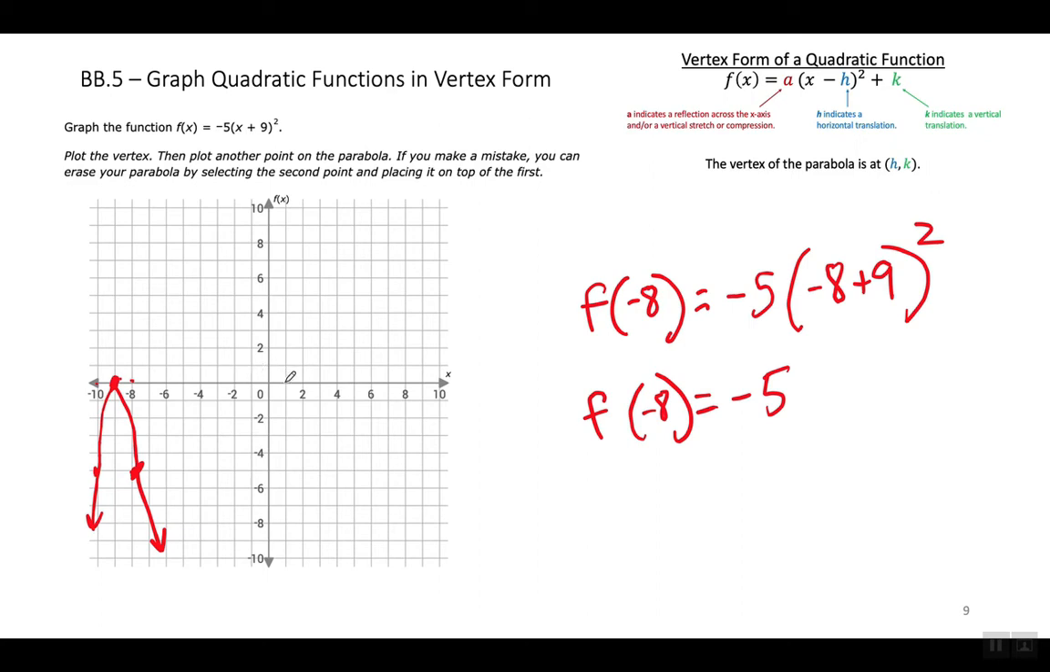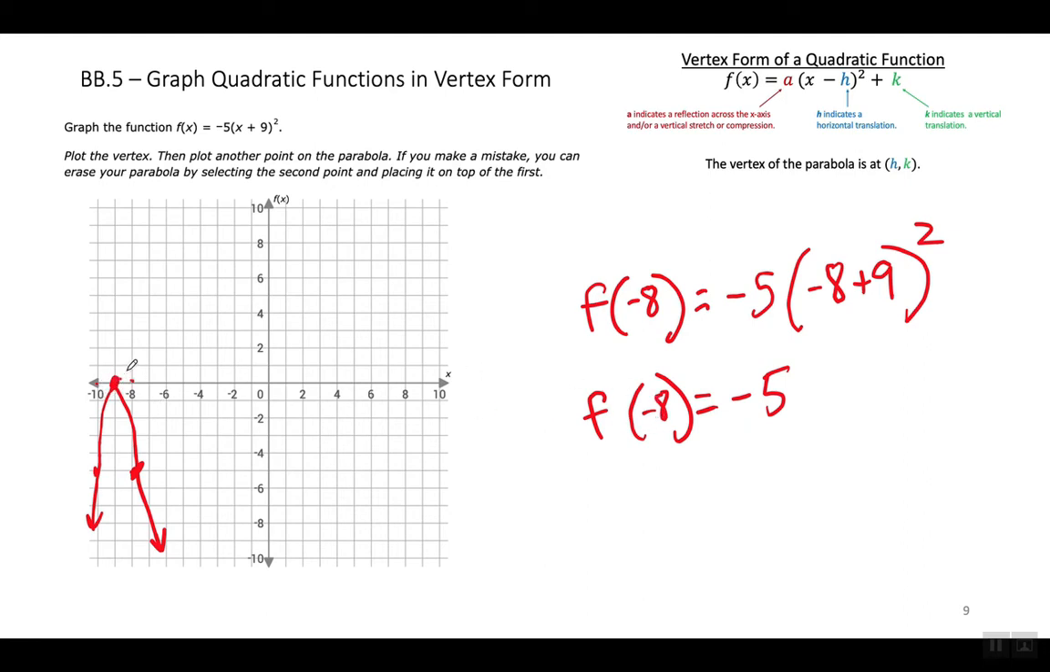And again, you could have chosen positive 1 or negative 1, but the problem that's going to give you is that almost for sure it's going to give you a point that's outside of the grid that we have here. So it won't help us to do our graph. So you need to choose something close to the vertex. That's why I chose negative 8, okay?